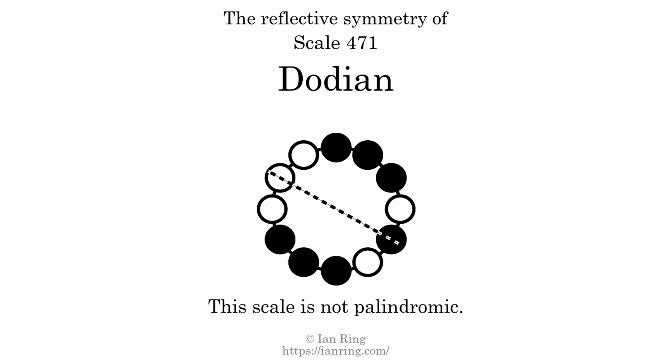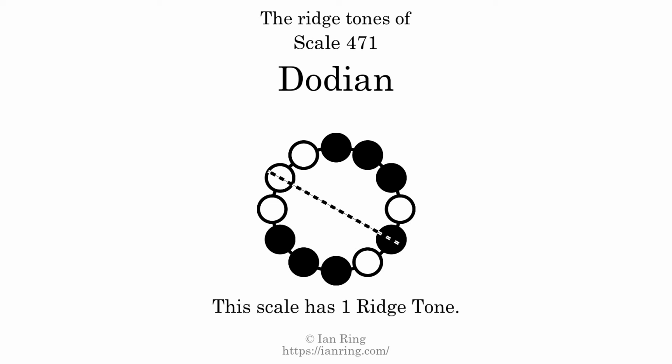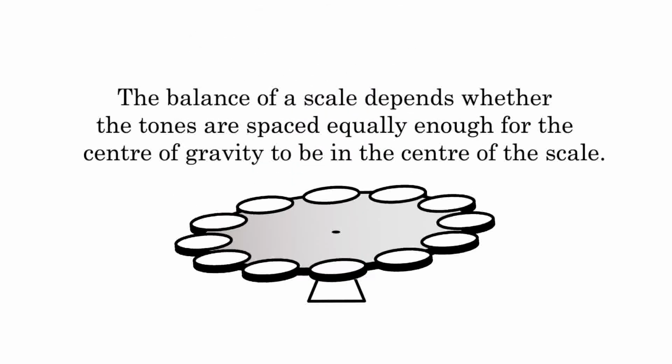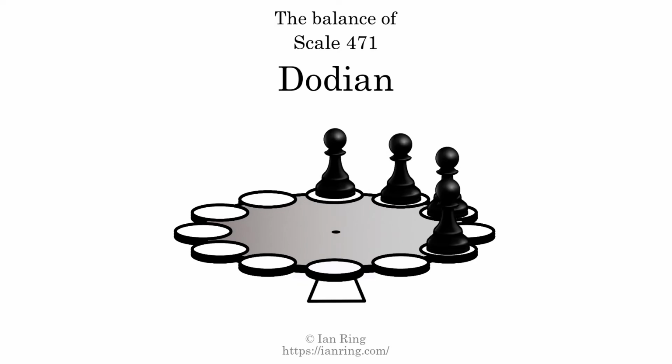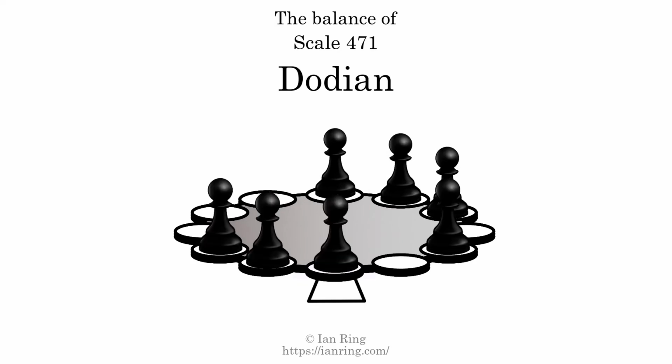This scale has reflective symmetry across an axis positioned 4 semitones from the root. This scale has a different pattern of intervals ascending and descending, so it is not palindromic. This scale has 1 ridge tone. Here, the balance of a scale depends whether the tones are spaced equally enough for the center of gravity to be in the center of the scale. This scale is not balanced.